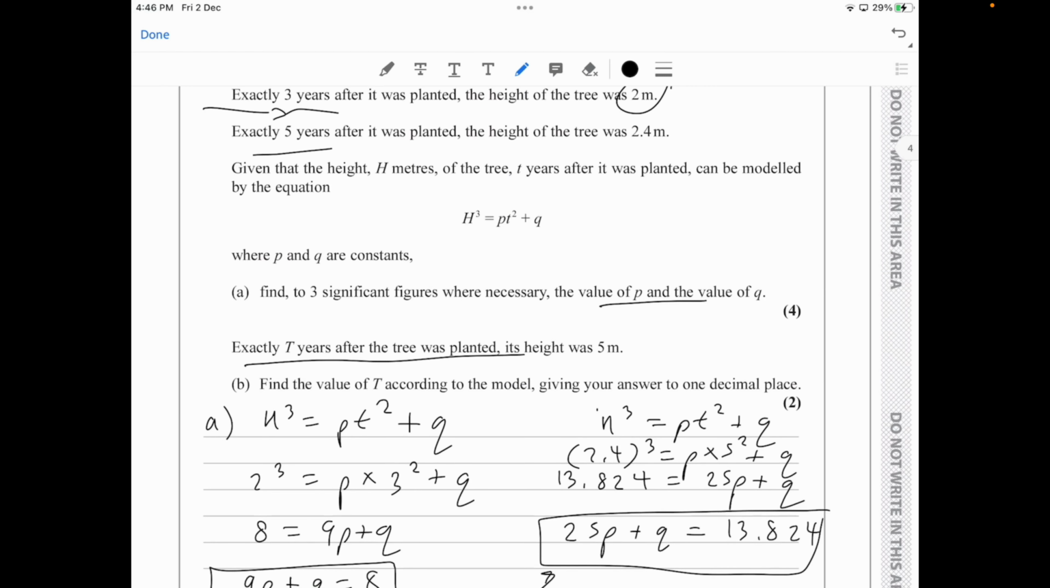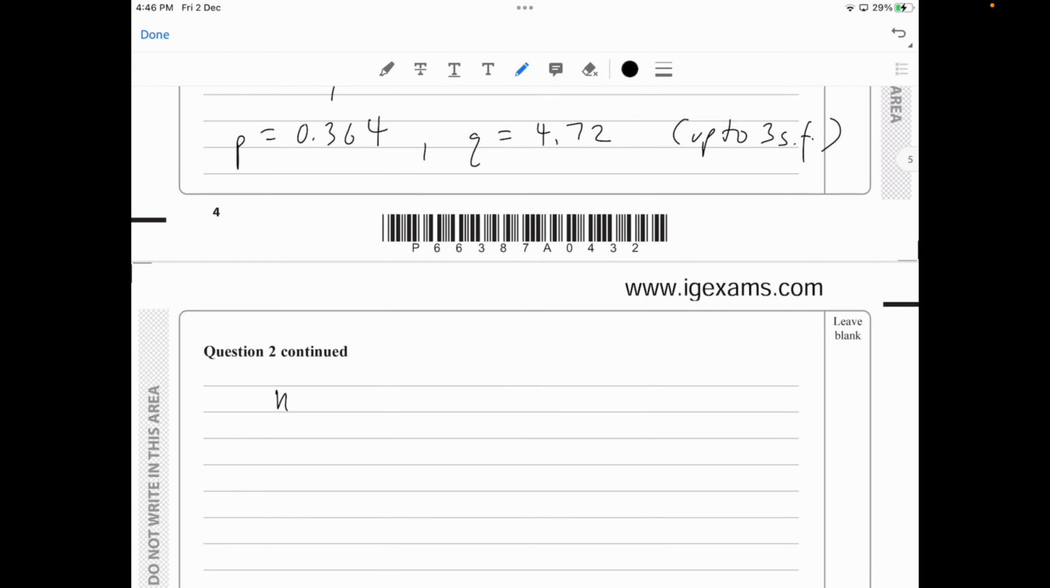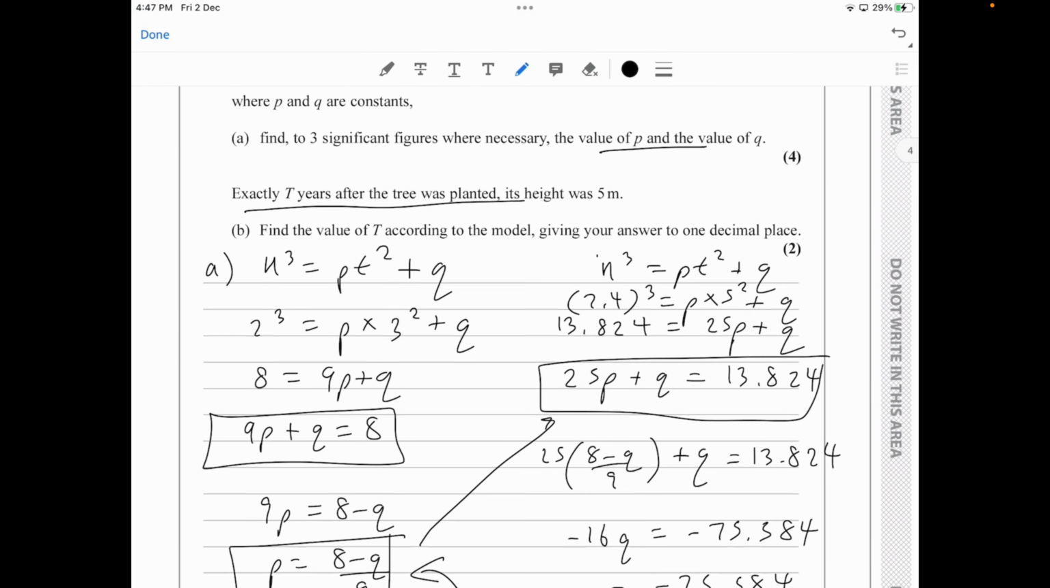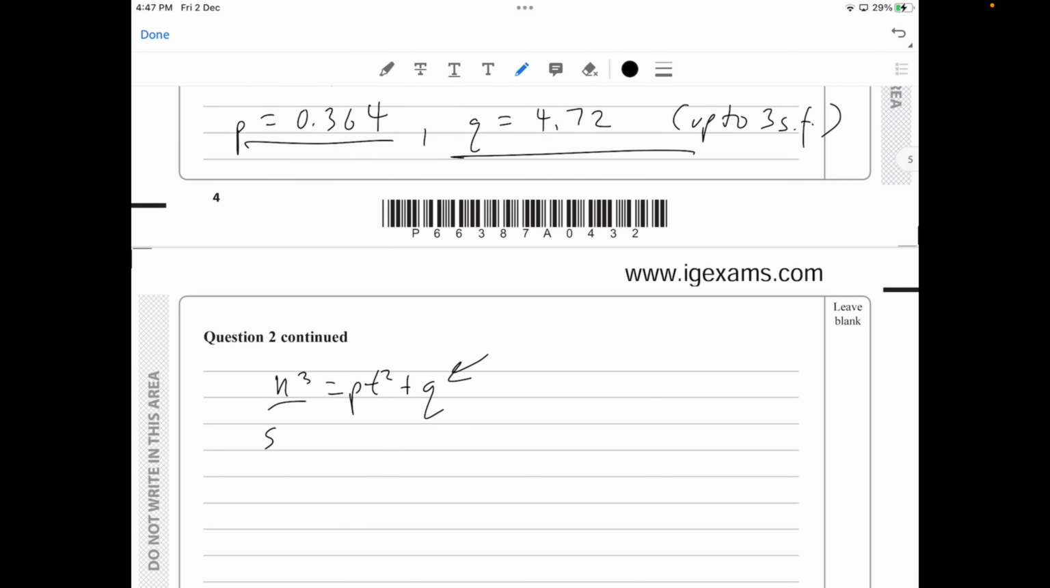All we need to do is just rearrange this equation. We know the values of p and q as well, so h raised to the power of 3 is equivalent to pt squared plus q. This is the equation given in the question. We know the values of p and q, and we know the value of the height. The height in the question was 5 meters, so all we need to do is just basic substitution. 5 raised to the power of 3 is equivalent to t squared times 0.364 plus 4.72.